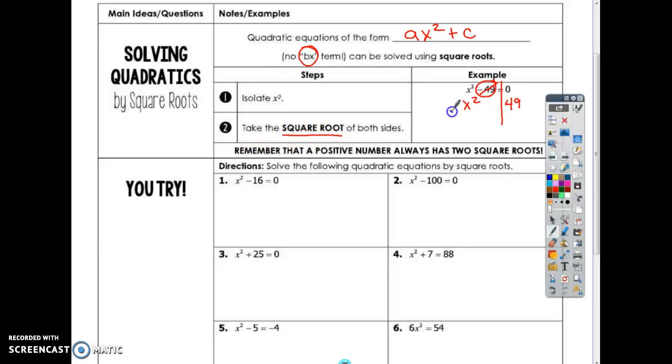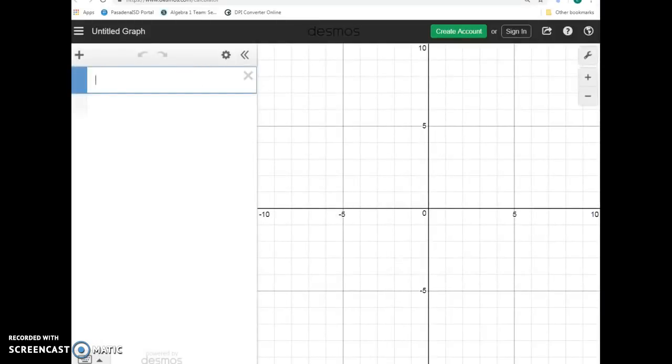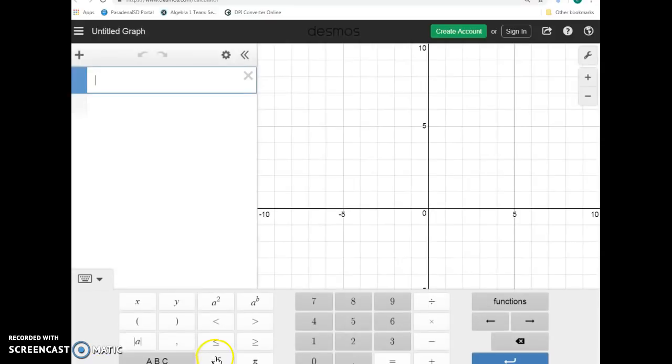So I'm going to take the square root of this and the square root of this, so that the square root cancels the x squared. So you just have x equals whatever this is. And for those of you who know, the square root of 49 is 7. Okay? And if you don't know that, you can put it in Desmos. Right here, the square root, this button, of 49. And it tells you right here that it's 7.